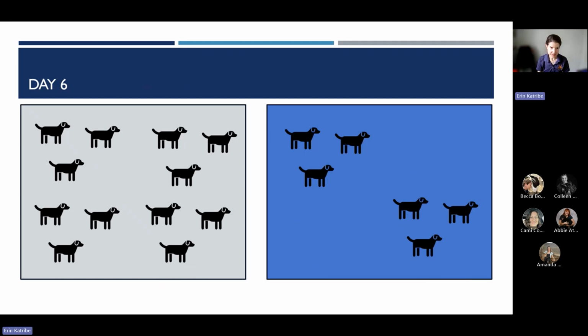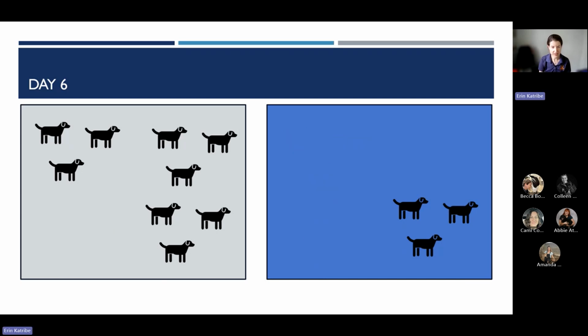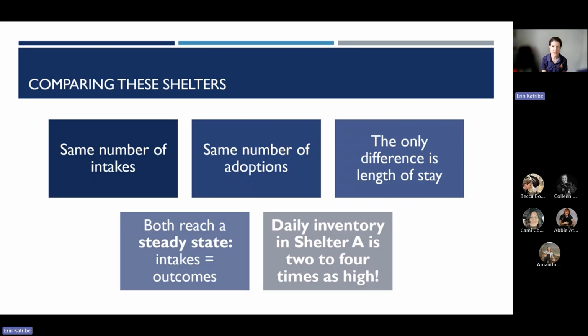But here we are, look at the difference in these two shelters, right? Before those outcomes happen, and even then, the difference in how many animals are in each of these shelters. Same number of intakes, same number of adoptions. The only difference is length of stay. They both get to that steady state where intakes equal outcomes. But the daily inventory in shelter A is anywhere from 2 to 4 times as high. And that's one thing if we're talking about 12 little dogs on a PowerPoint slide, but in the real world, this could be the difference between 100 dogs and 400 dogs. And so when our length of stay goes up, the difference in that daily inventory is profound.